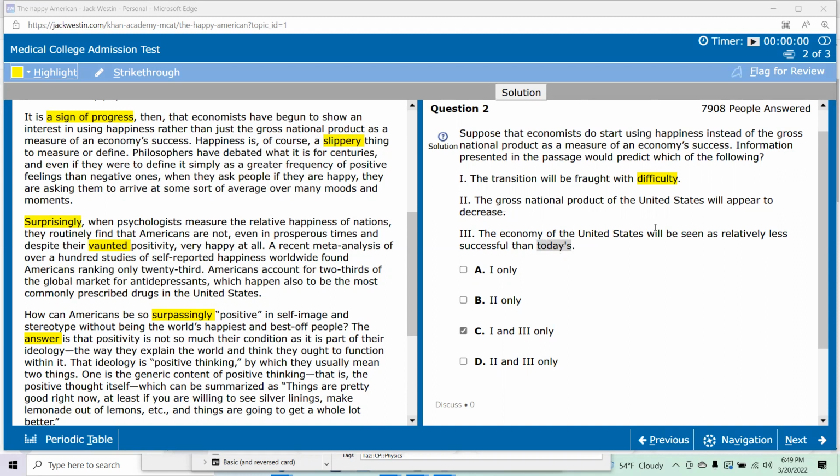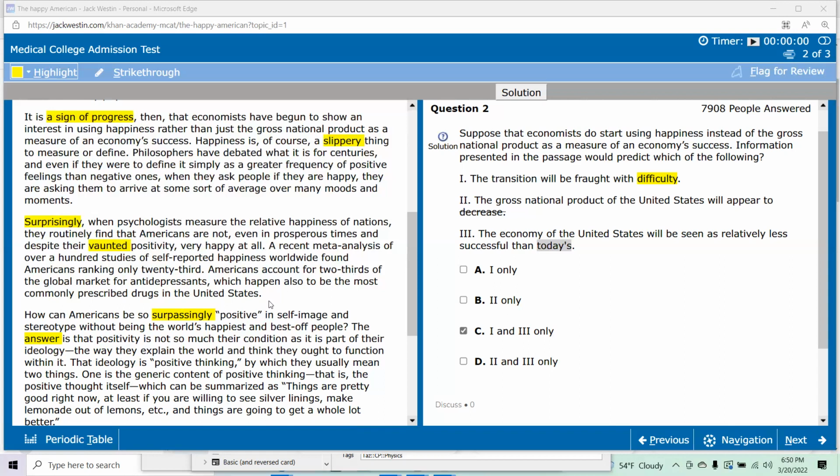The economy of the United States will be seen as relatively less successful. Up until that point, that makes sense because of what you brought up. They want you to do this, right? They know what they're doing. They know how to lead you to the answer that seems correct. But then at the end, they trick you. At the end, they say then today's. If you choose an answer choice, every element of that choice needs to be supported by something in the passage. That's kind of how it is.